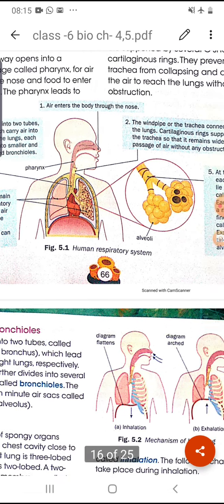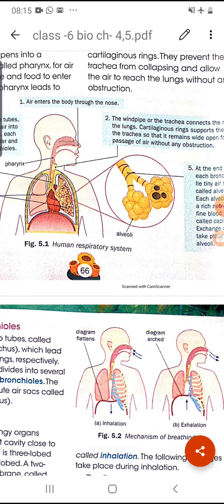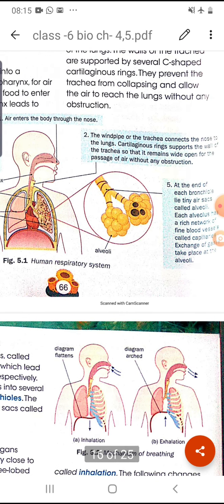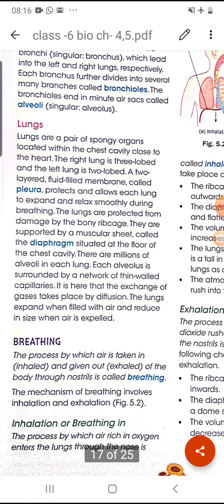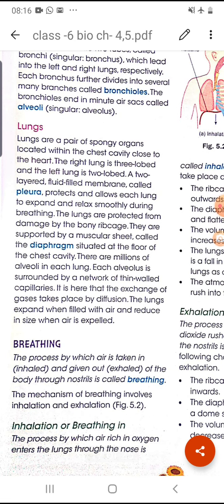Here you can see in this big yellow structure, that is the bronchus, and these very thin thread-like structures are the bronchioles, and this grape-like structure, a cluster of grapes, these are the air sacs or the alveoli. Okay, and our next and the most important and main organ of our respiratory system is our lungs.